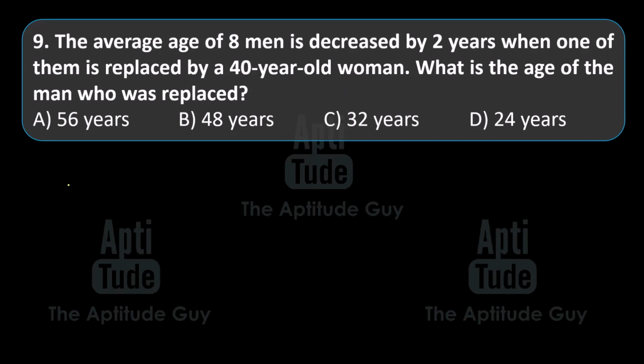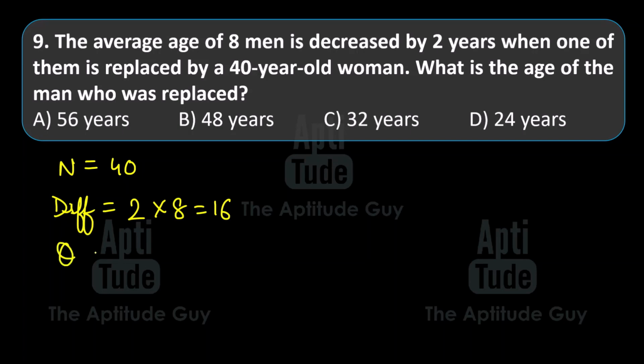So, what is happening here is the 40-year-old woman. Is she the new person or is she the old person? Replaced by a 40-year-old woman. So, she is the new person. New person is 40. What is the difference between the averages? Decreases by 2 years. Forget about decreases. The difference is 2 years. And how many people? 8 people. So 2 into 8, that is 16.